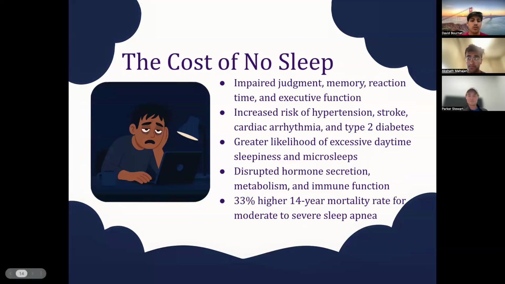And so now we're going to talk about the cost of not sleeping. So the lack of sleep affects the entire body, from the brain to the immune system. You're going to start to see slower reaction times, worse memory, and also impaired decision making. Physically, it increases the risk of hypertension, stroke, diabetes, and inflammation. And in severe cases like untreated sleep apnea, the risk of early death rises dramatically. One study showed a 33% higher mortality rate over 14 years. It's not just about feeling tired, it's about long-term health.